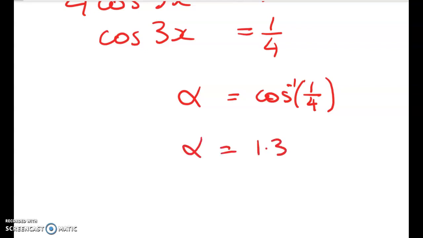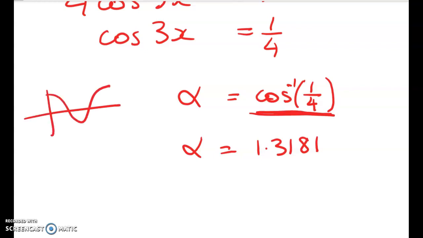So that's 1.3181. So what am I doing here? Well, I'm saying if I had my ordinary old cosine curve, not cosine of 3x, but cosine of x, what angle would give me a cosine of 0.25, and it would be out here, right at 1.318. But we don't really think about doing that once we've got used to doing general solutions, but that's what alpha is. So we take that alpha value and we chuck it into our general solutions formula.